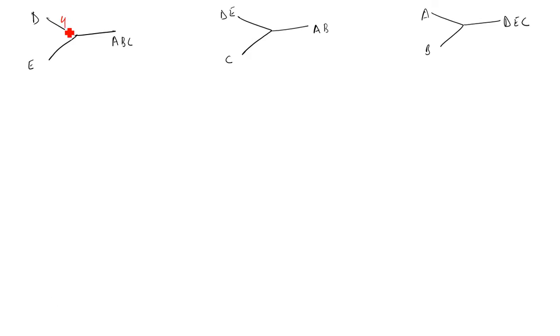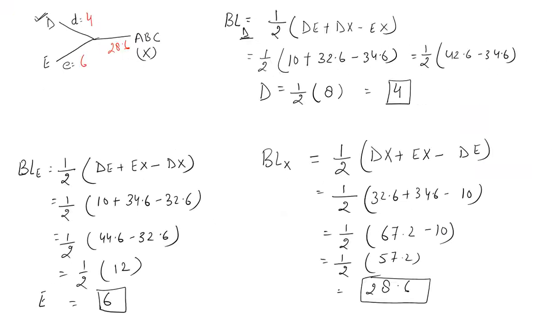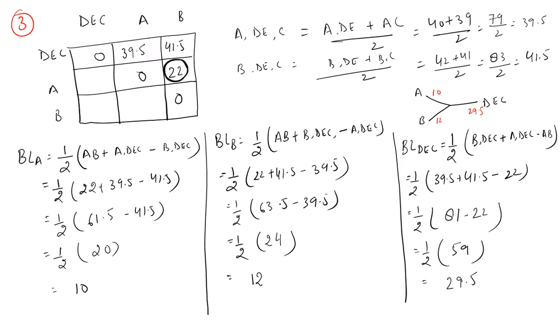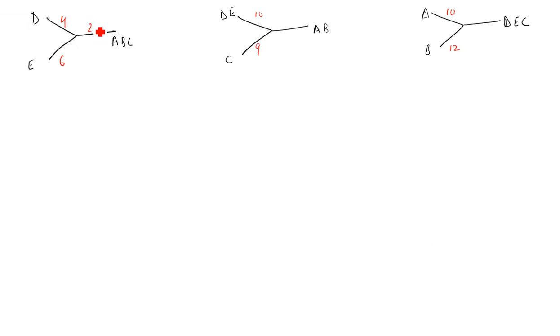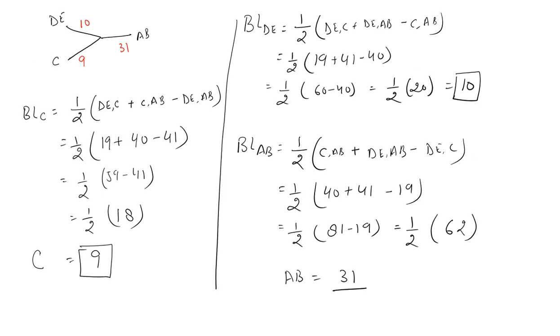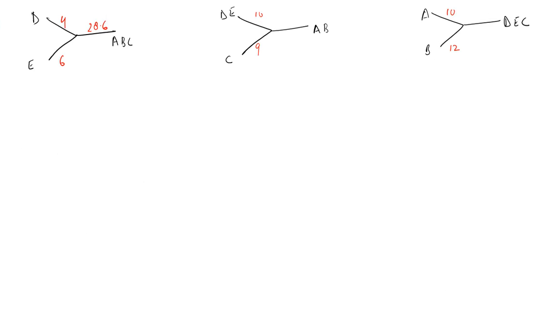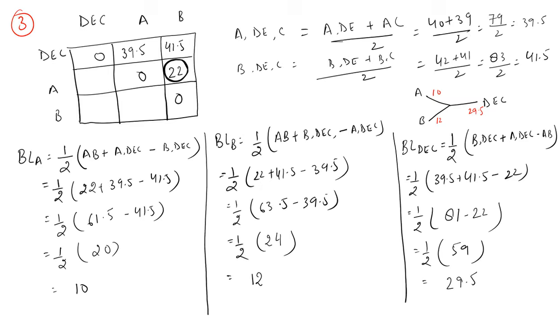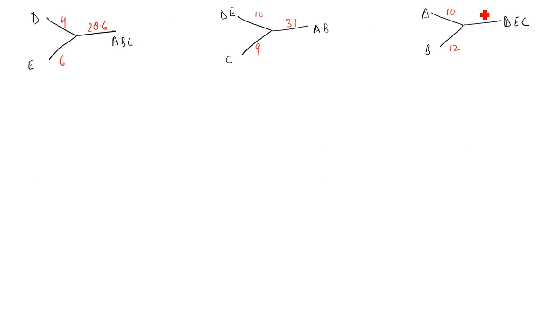So now note down the values. D was 4, this was 6, this was 10, this was 9, this was 10, this was 12, and here we got ABC value 28.6, this value was 28.6, AB value was 31, this value was 31, and here we got 29.5. So these values we got. So let's draw our final tree. So our final tree looks like this.